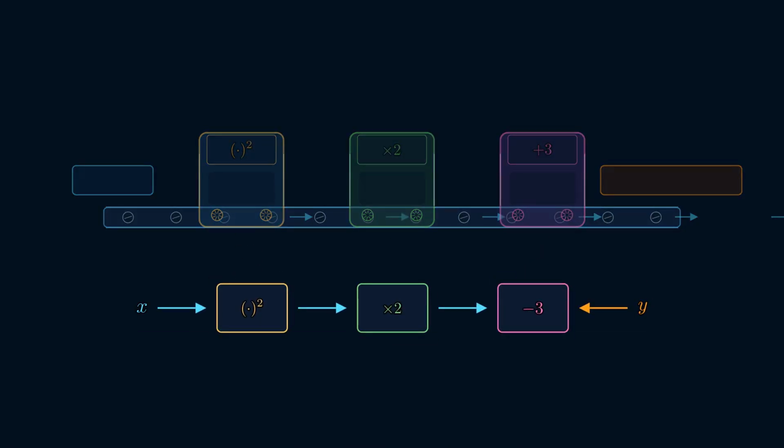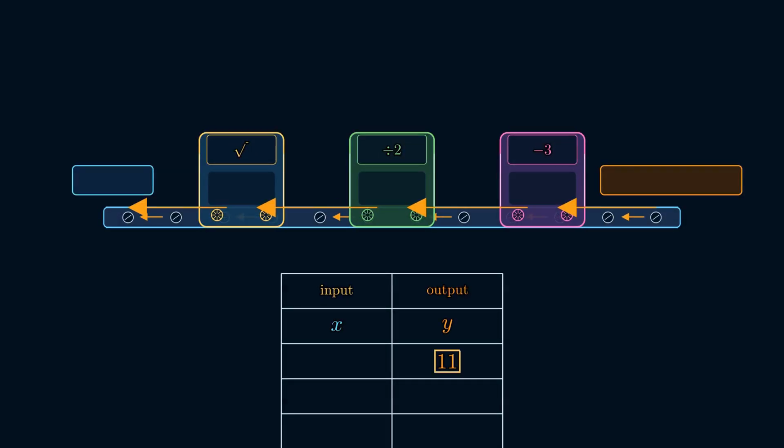Now reverse the 3-step machine. Add 3 is undone by subtract 3. Multiply by 2 is undone by divide by 2. Squaring is undone by taking the square root. Start from 11. 11 subtract 3 is 8. 8 divided by 2 is 4. The square root of 4 is 2.